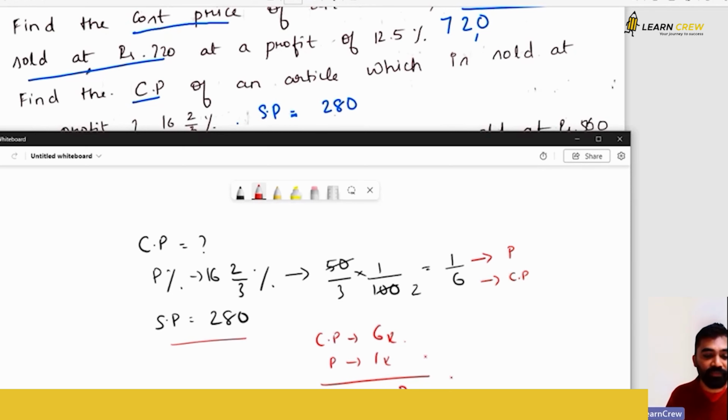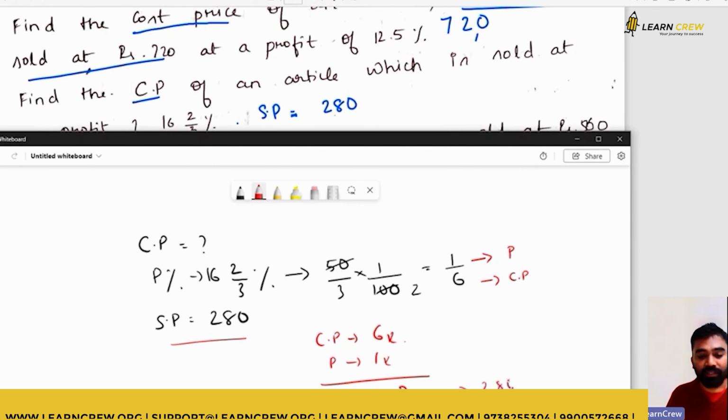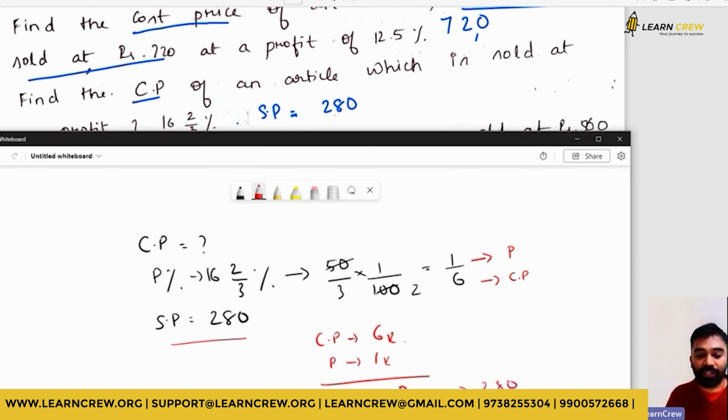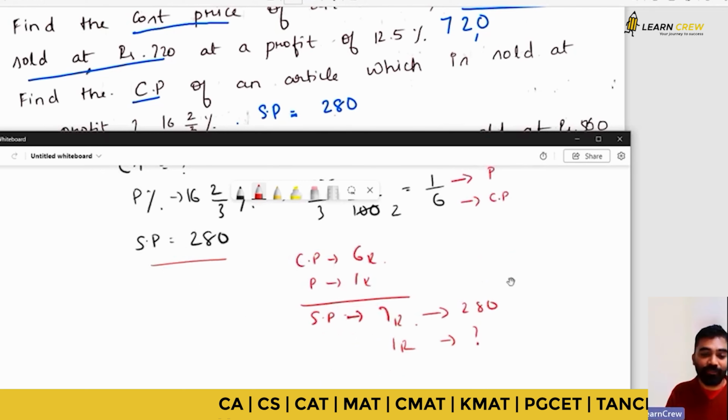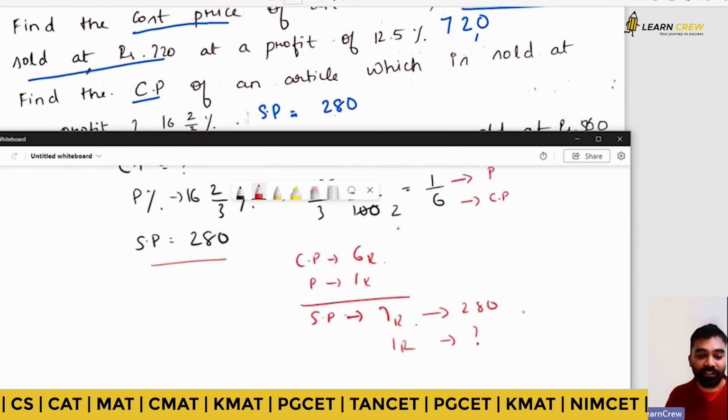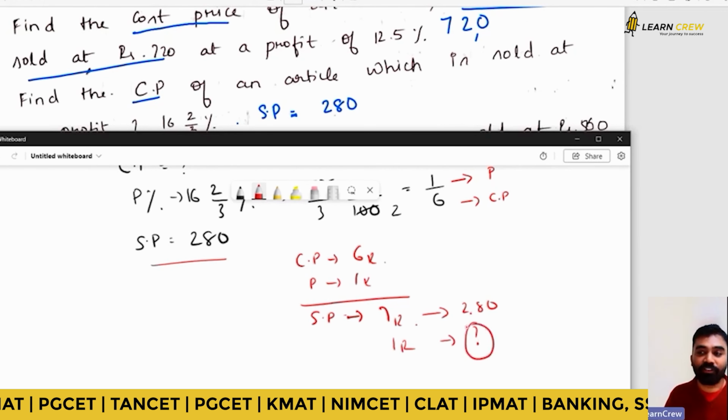And here the selling price value is given, that is nothing but 280. If 7R is equal to 280, what is 1R? Many people are getting confused here. I don't know for what purpose. It is going to be cross multiplication. That's all. In order to find this question mark, you need to cross multiply.